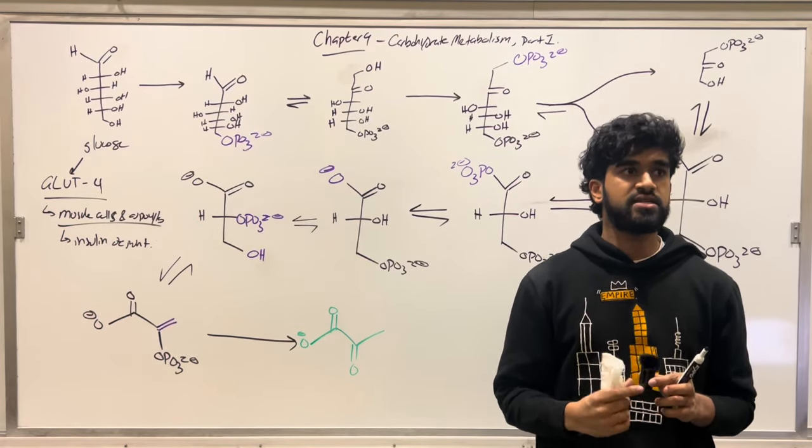Why does it exist? Well, if it's irreversible, the glucose is now stuck like this, and it can't go back. What transporters do we have? Do we have glucose transporters or glucose 6-phosphate transporters? We have glucose transporters. Is glucose 6-phosphate the same thing as glucose?